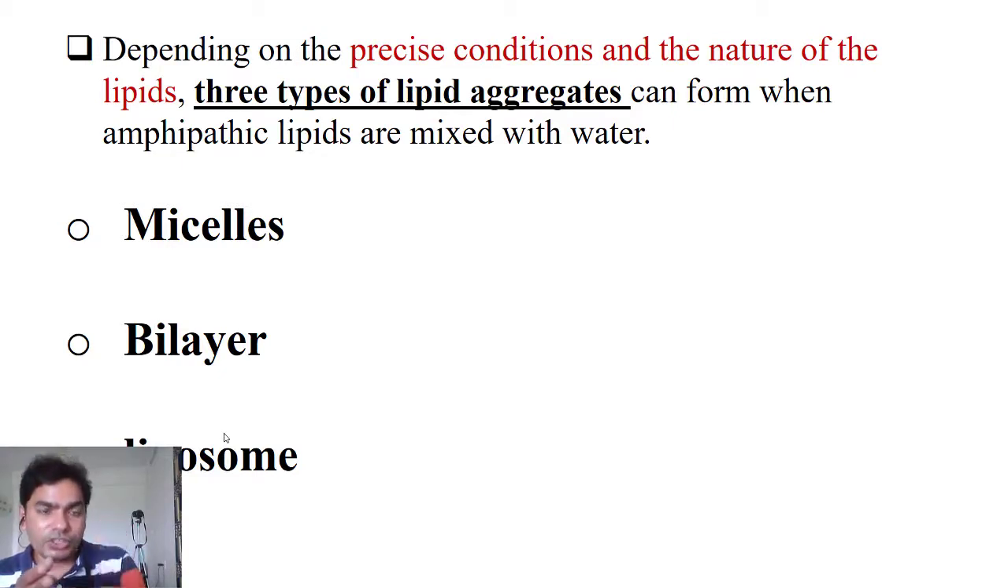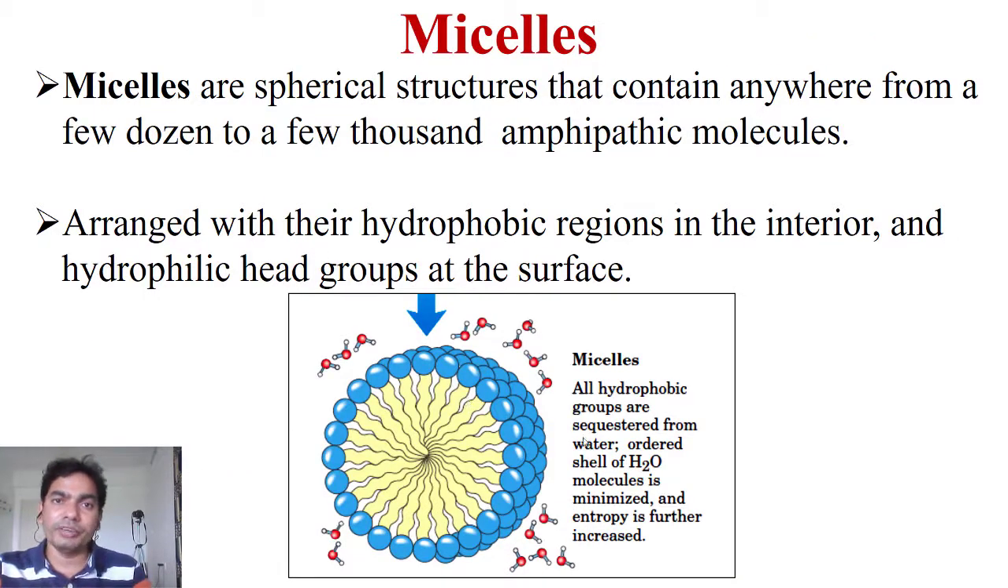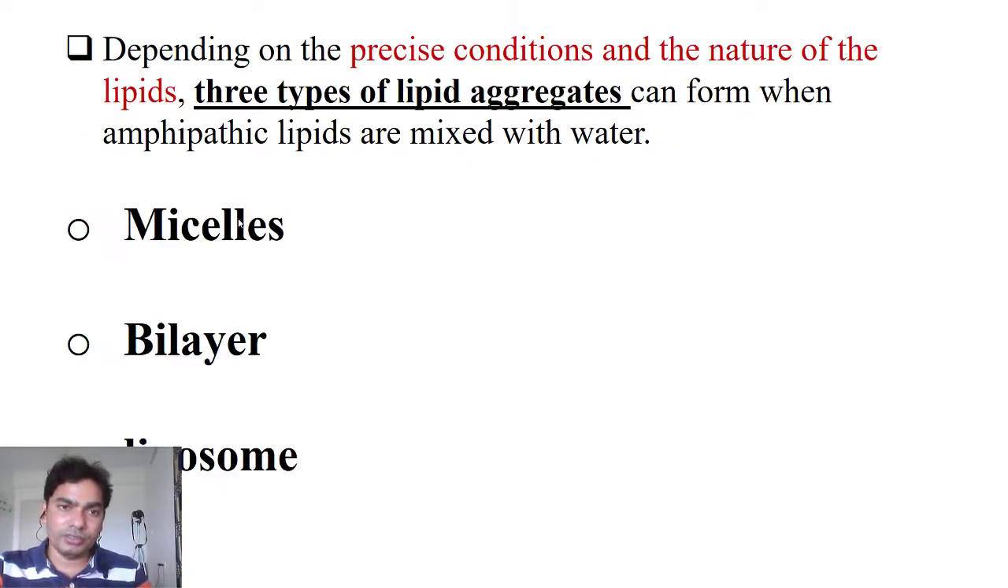Particularly these three types of lipid molecules can aggregate in these forms, which can form when amphipathic lipids are mixed with water, right? So one is the micelle, then the bilayer, and then the liposome. One by one we will take the example and see the logic behind why they form this structure. So the first one is the micelles, right?